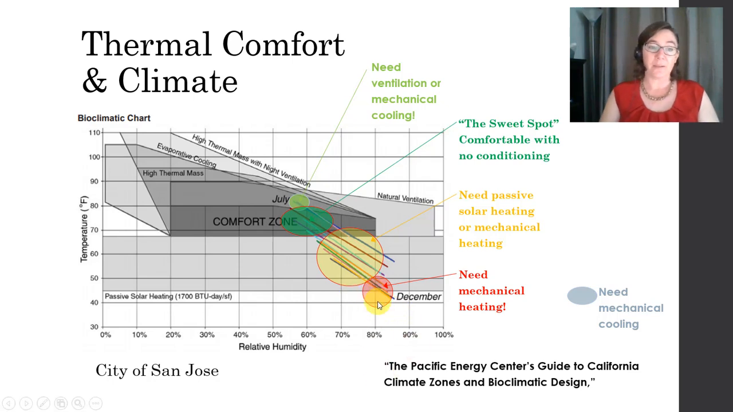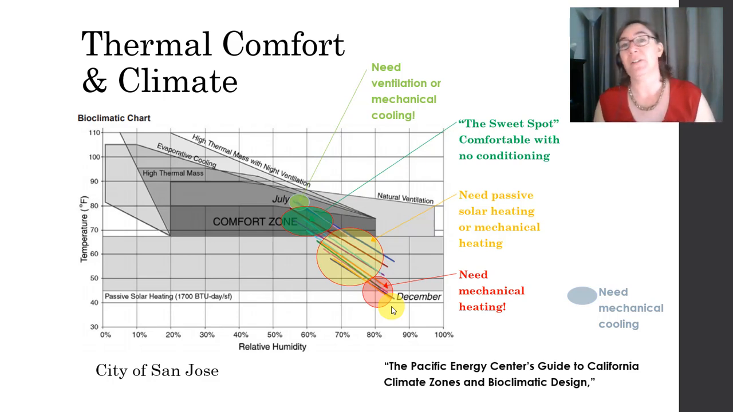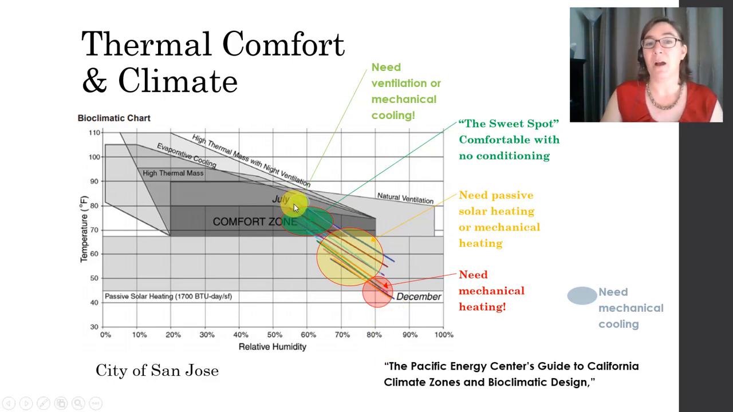And finally, there is a piece of our year here that is just too cold for only passive or solar heating, and mechanical heating is needed. Notice that we have a beautiful climate here in San Jose, and there's actually no part of our typical climate data or typical year where you specifically need mechanical cooling or air conditioning.